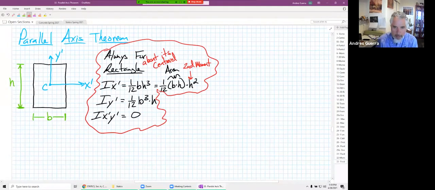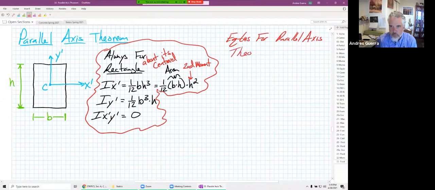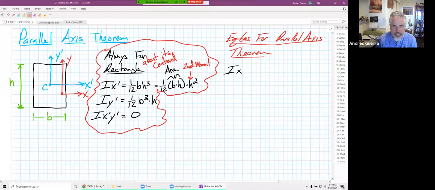Now, what the parallel axis theorem allows us to do, so our equations for the parallel axis theorem, these say that we can find the moment of inertia about any other axis. Let's say I put another axis, let's say I put it right here. So let's call this one an x-axis. And we can call that one a y-axis.